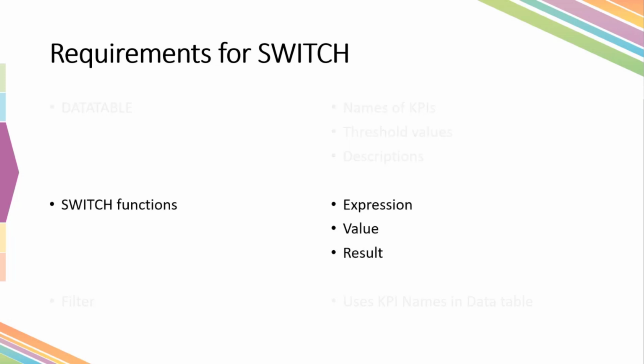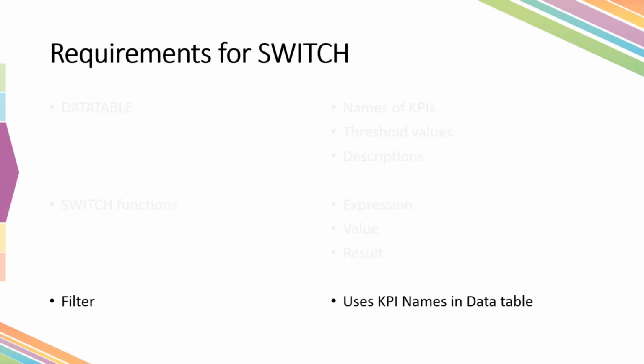The next thing would be the switch function or switch measure, which takes as an input the expression, and then depending on the value yields a certain result. All of this has to be defined, of course. And then I use filters that use KPI names or also the IDs, as I'm going to show, because I think it's actually a bit better, of the data table to filter the switch functions.